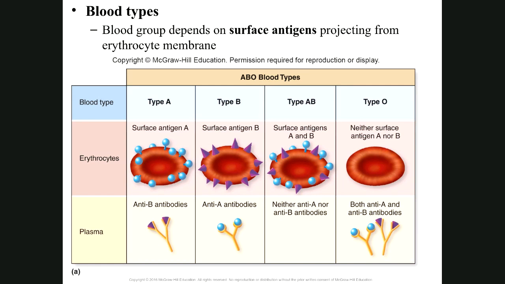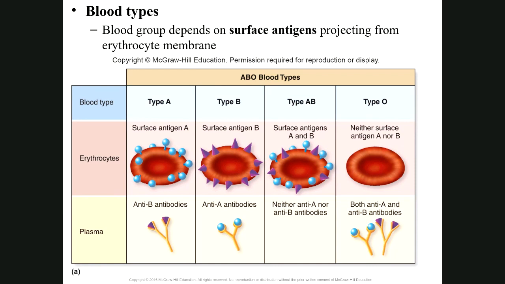So for example, with type A, they have surface antigen A, which is represented here in these little round projections projecting from this erythrocyte. With type A blood, the plasma has anti-B antibodies. So as you can see here, this antibody is the same shape as these B antigens. With type B blood, the surface antigen here is a type B on the erythrocyte cell membrane. In the plasma of type B blood, we have anti-A antibodies, which, as you can see, fit nicely or bind to this round shape of this surface antigen A.